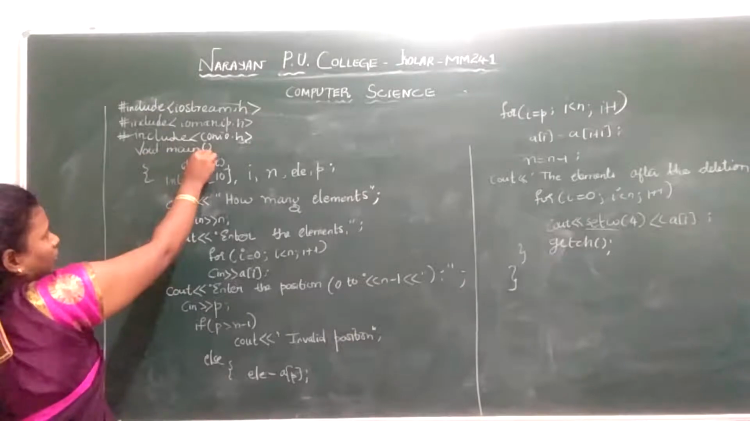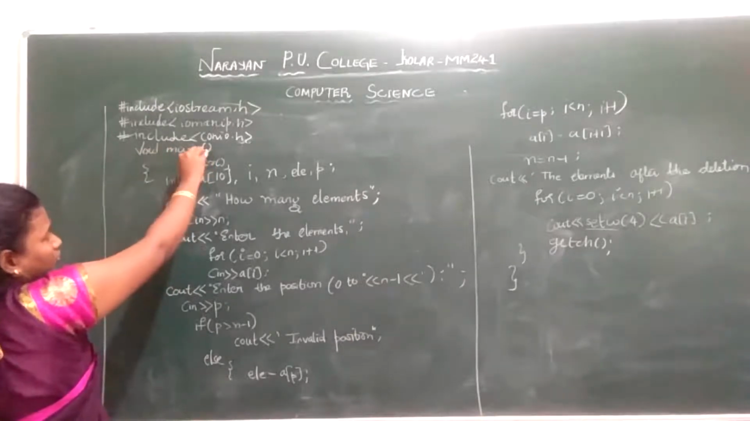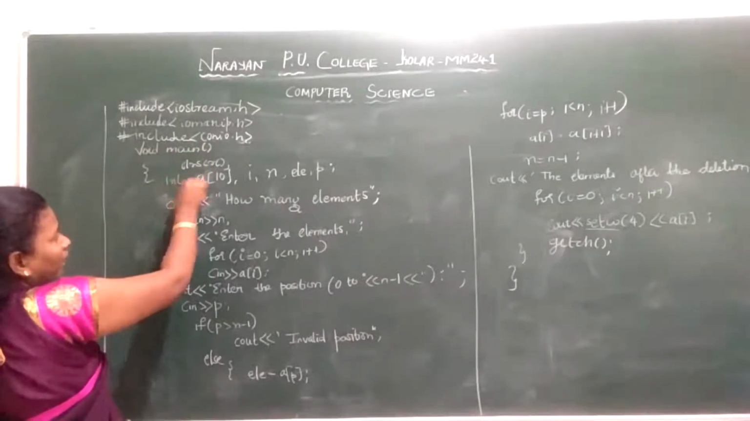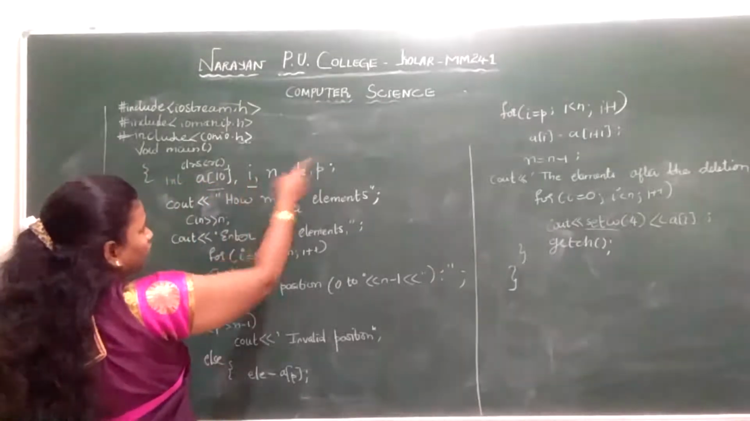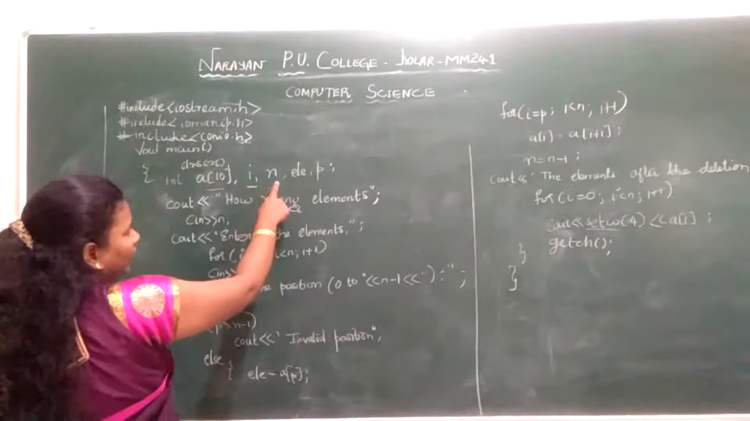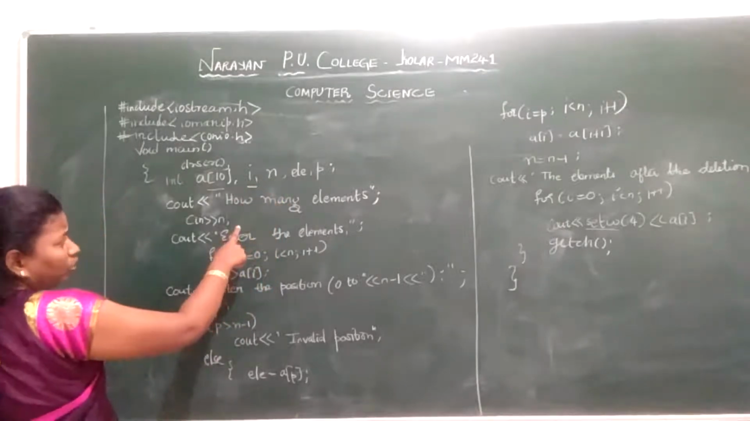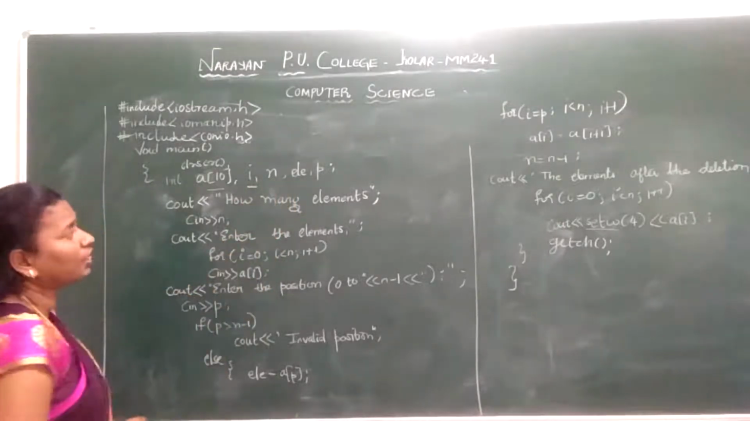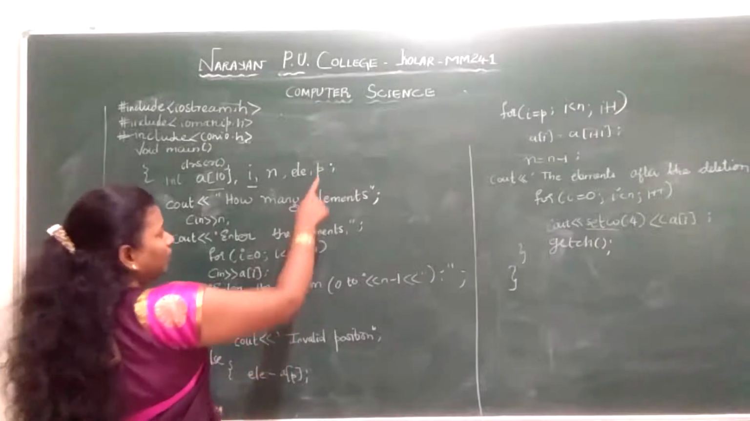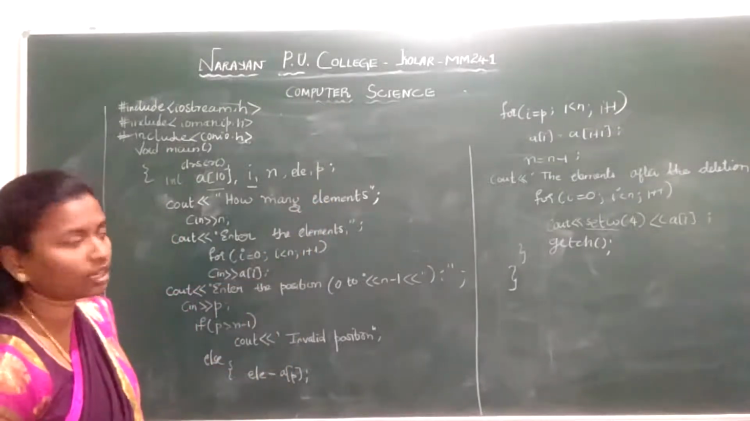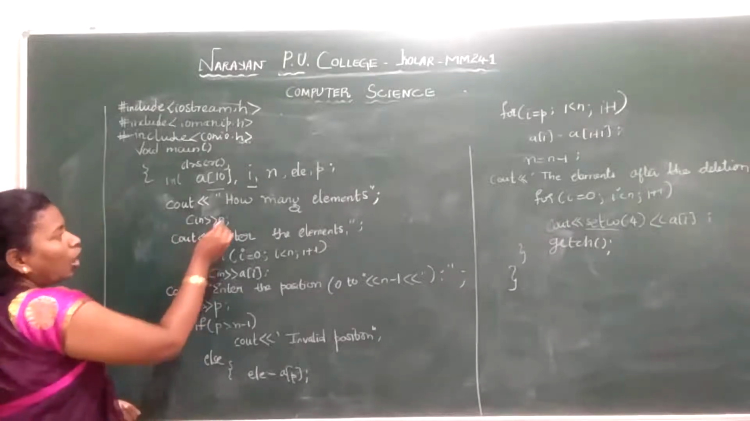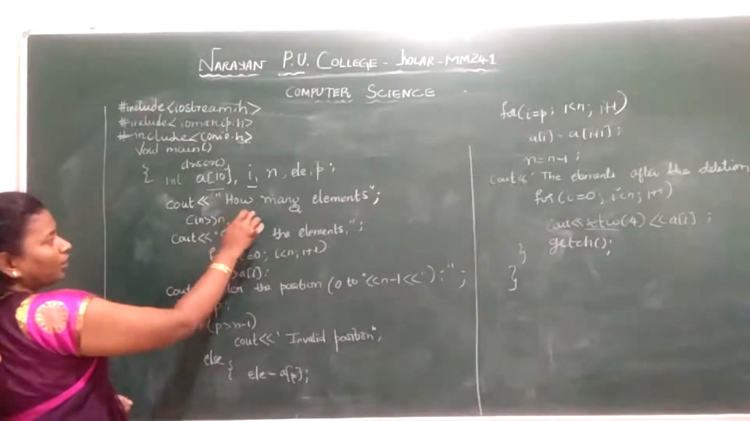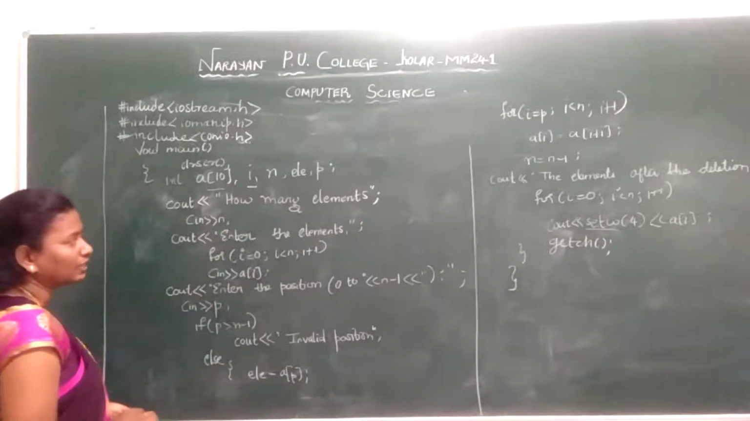Now the program execution starts from the main function. So we have the declaration. I have declared the array and the variable I, because in the for loop I will be using the variable I. N stands for the number of elements. Element holds the element which has to be deleted, and P holds the position at which we are going to delete the element. Now it is asking how many elements you want to insert into the array.